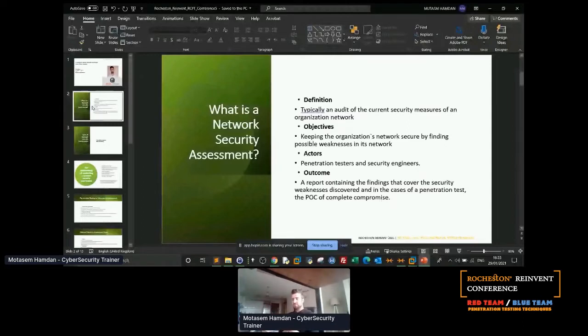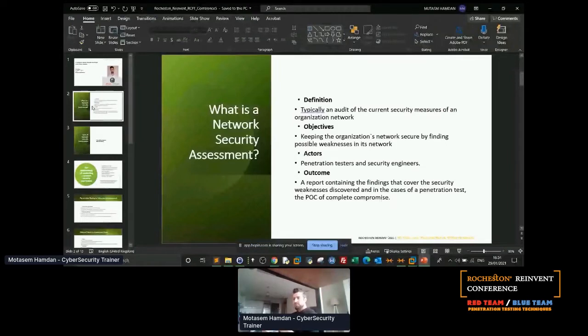Now, who are the actors? Network security assessment is conducted by a team of pen testers and security engineers. You may ask what the difference is, since I'm saying pen testers. Pen testing is within the network security assessment, but sometimes security engineers and pen testers form an ally in conducting the assessment. It depends on the scenario. There is no unified form of who the actors are.